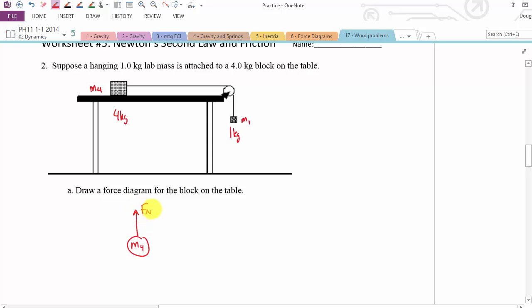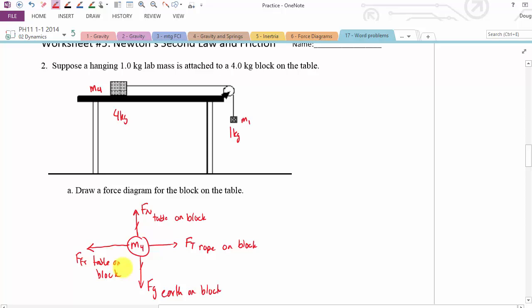normal force up, table on mass or block, earth on block, and this block is not accelerating up or down, so those forces are balanced. There's force of tension, what we can say it's from, not just rope on block, and there's probably some friction here, table on block.